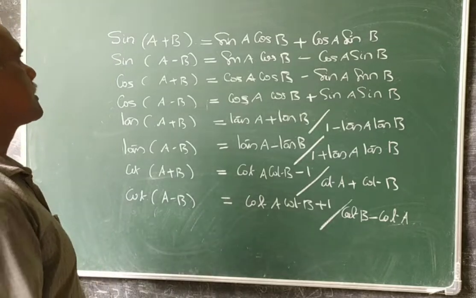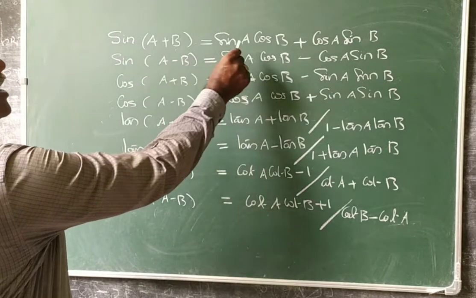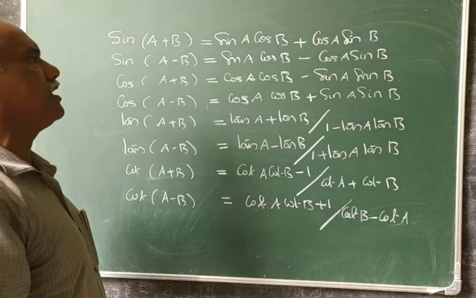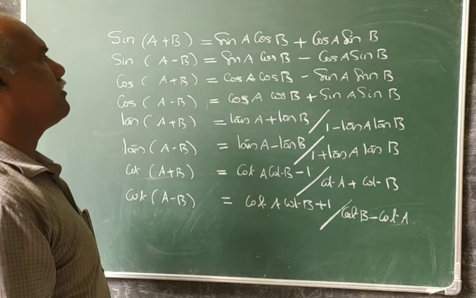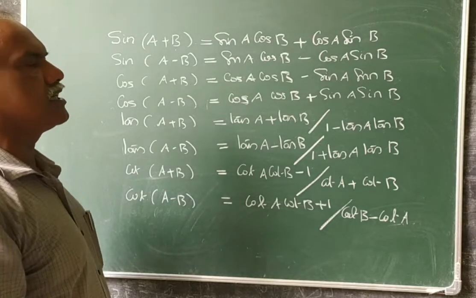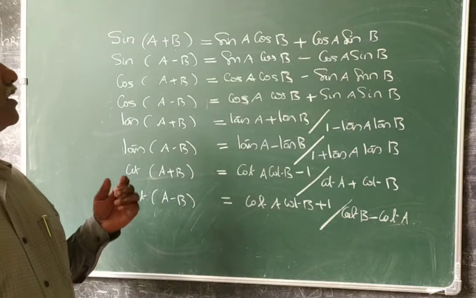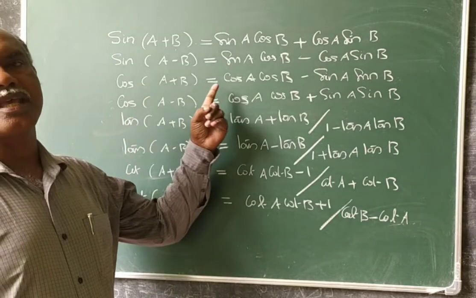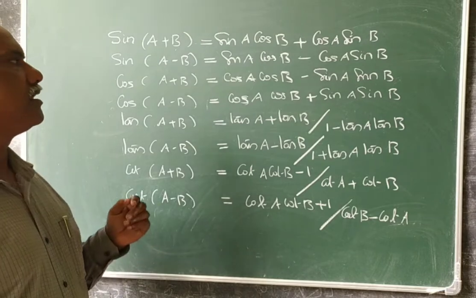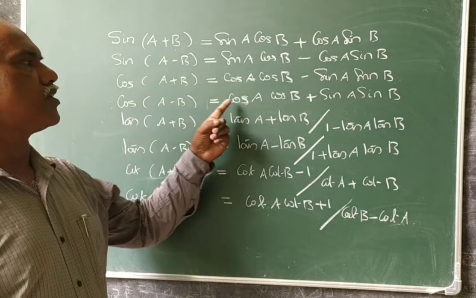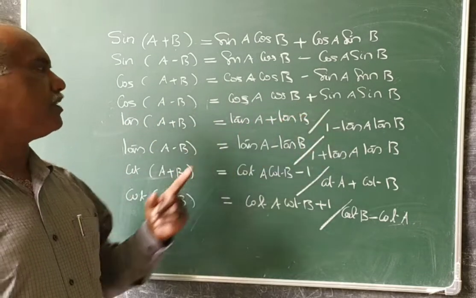See, sin(A+B) is sin A cos B plus cos A sin B. Sin(A-B) is sin A cos B minus cos A sin B. Cos(A+B) is cos A cos B minus sin A sin B. Cos(A-B) is cos A cos B plus sin A sin B.